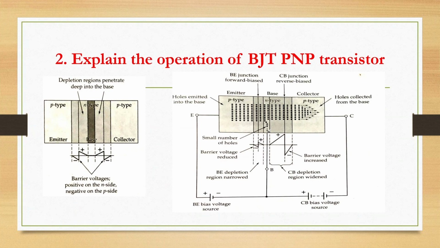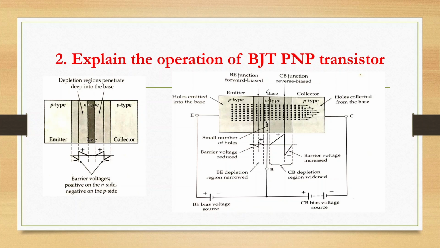Okay, so this is about the operation of NPN transistor. Now the second question they might also ask is the same thing, but you have to explain in terms of PNP transistor. So here also this is your unbiased PNP transistor and this is the biased PNP transistor. Here also the holes, the majority charge carriers, will be emitted into the base and the holes will be collected from the base by the collector.